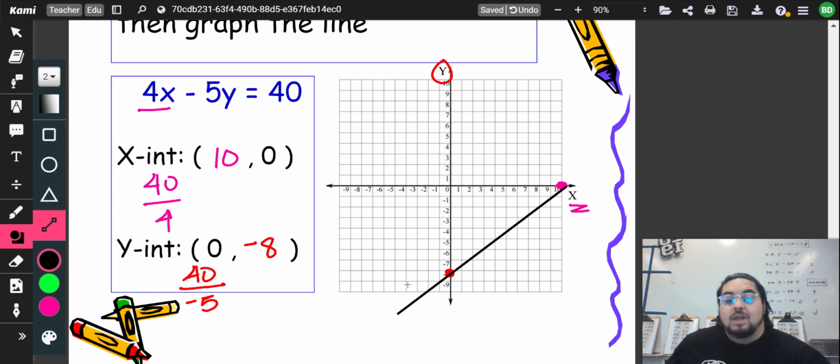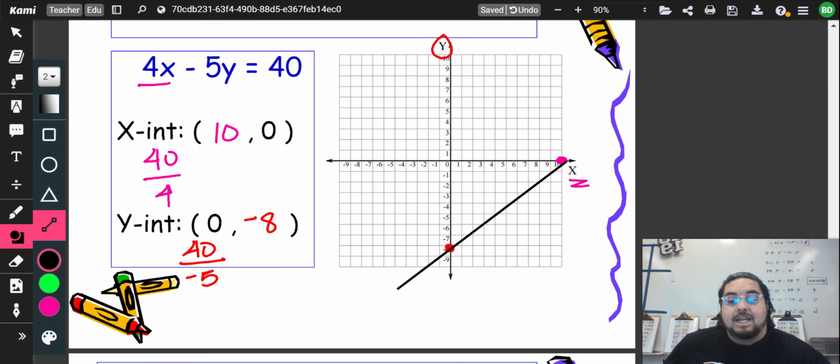Okay. We have one more example for you. Just going to go through one more example of graphing using this shortcut of finding intercepts.